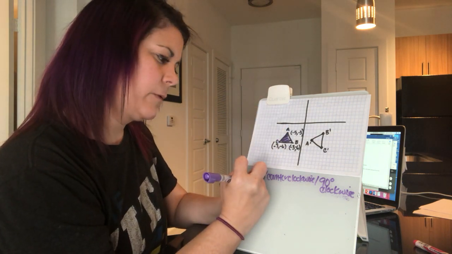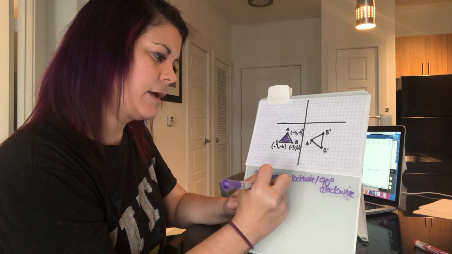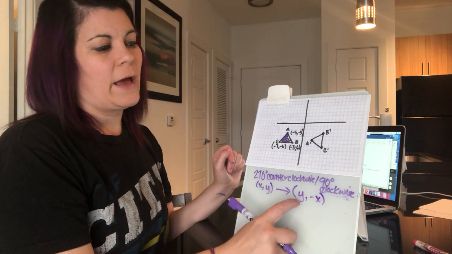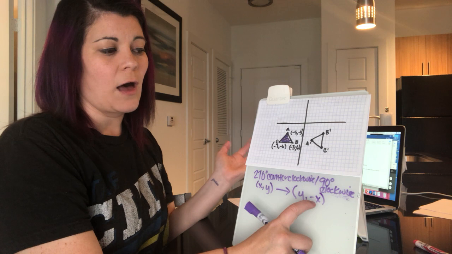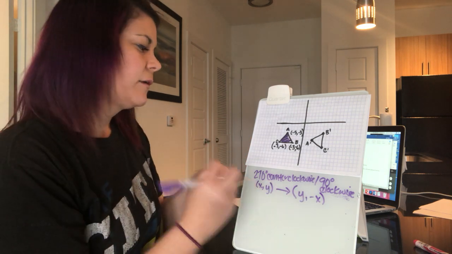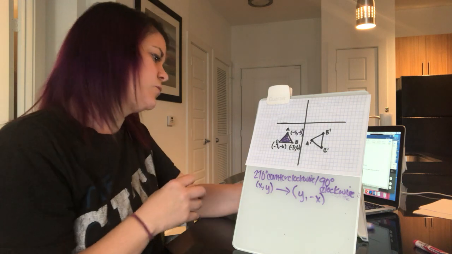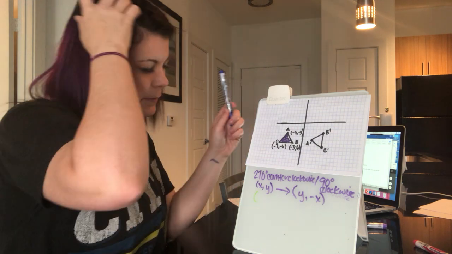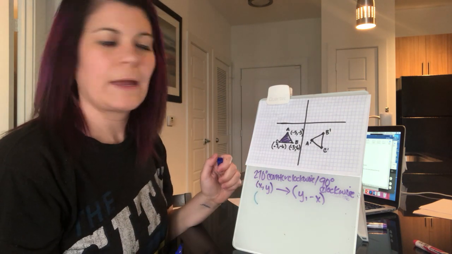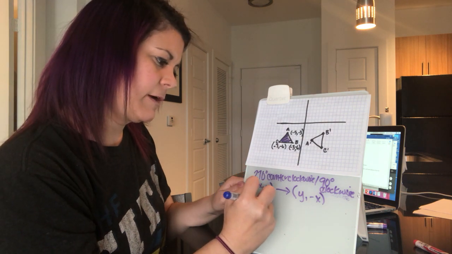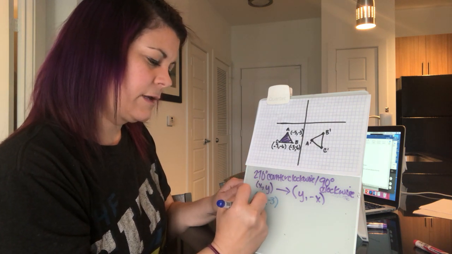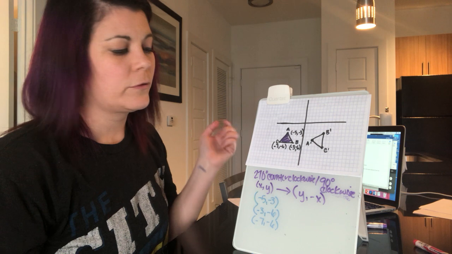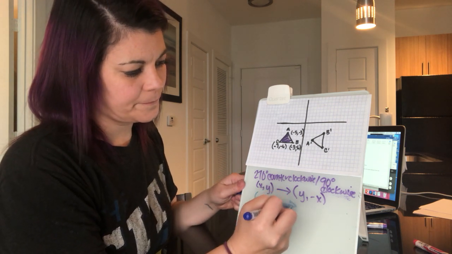Okay, so again, the rule is (x, y) becomes (y, -x). So just the y becomes the first coordinate, and then the opposite of the x coordinate becomes the second coordinate. Let's do it in blue, because you can't really see green. Okay, so (-5, -3), (-3, -6), and (-7, -6). All of those we will apply this rule to.